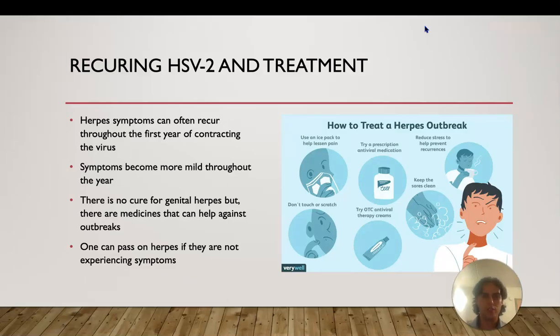Now, recurring HSV2 and treatment. Over the first year of contracting the virus, herpes symptoms can often recur. A lot of the time it can be more mild throughout the year, but there is no cure for genital herpes. There are medicines that can help against outbreaks and lessen the pain. One can pass on herpes even if they are not experiencing symptoms. Once you have herpes, you're going to have herpes for life.